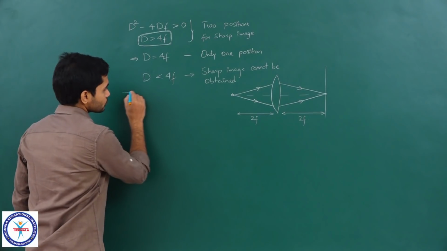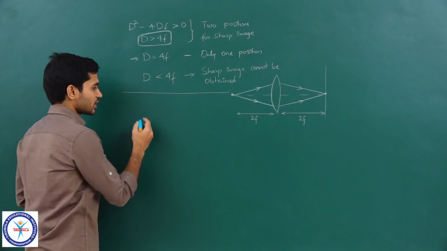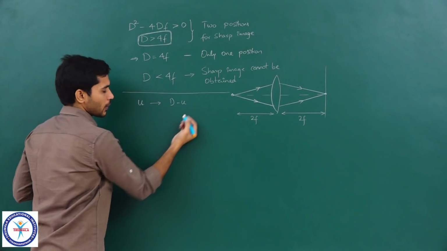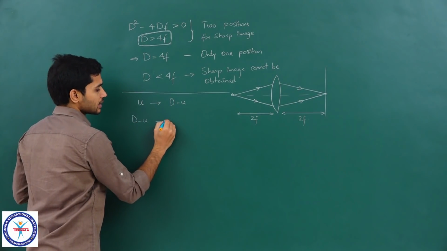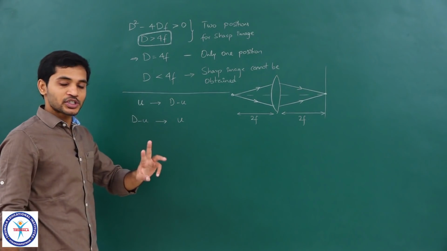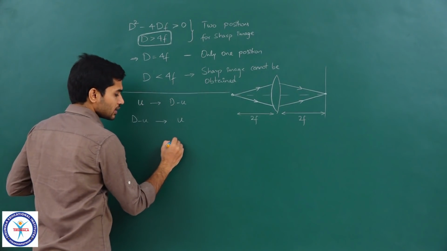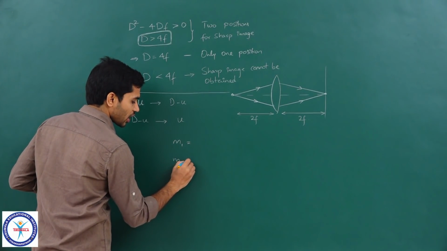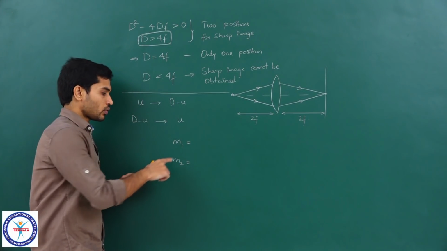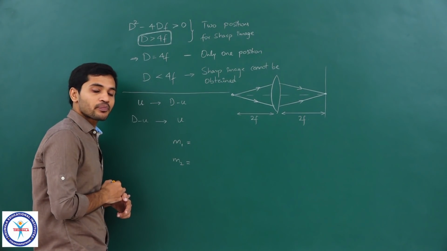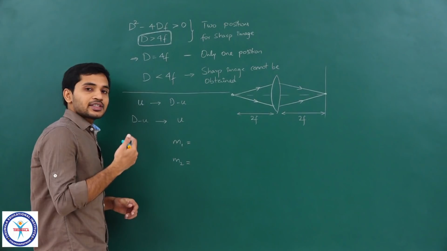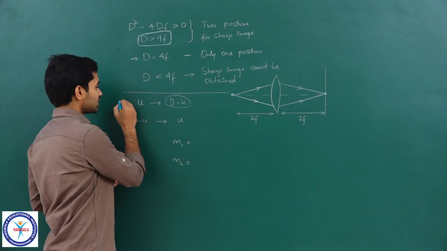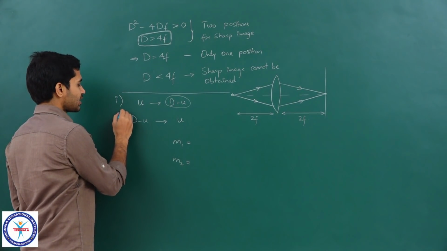Now, if you recollect the earlier table which I have written, we have seen that if u is the object distance, then image distance is d minus u, and if d minus u is the object distance, then image distance is u. So, two different sharp images are formed, right. If I assume that the magnification of the first sharp image is m1 and magnification of the second sharp image is m2, clear. Now, if I write the value of m1, the magnification formula is V by U, right. So, if I substitute the values, this is the first sharp image and this is the second sharp image.